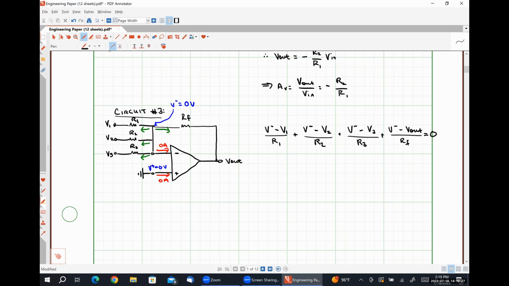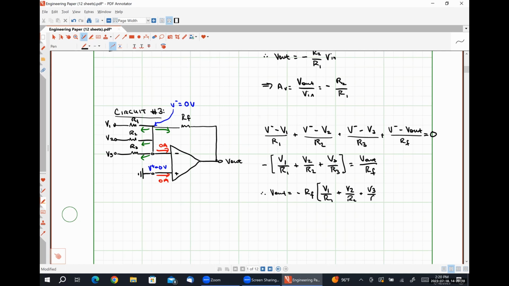Substituting in that V- is equal to 0 volts and moving Vout to the right hand side of the equal sign, what we're going to wind up having is negative V1 over R1 plus V2 over R2 plus V3 over R3 is equal to Vout over RF. And then simply multiplying through by RF, we can see that our output voltage is negative RF times (V1 over R1 plus V2 over R2 plus V3 over R3).